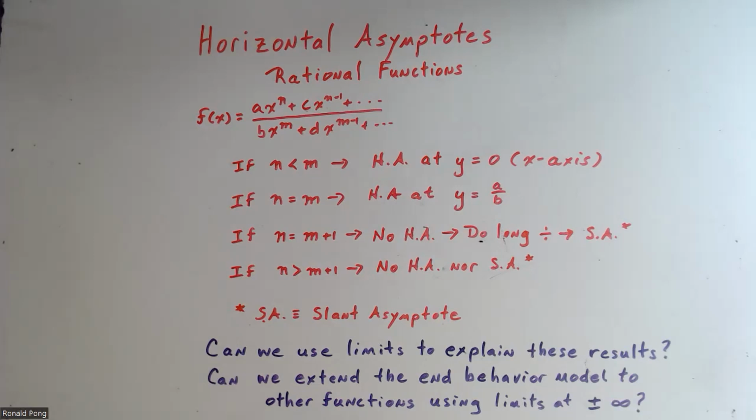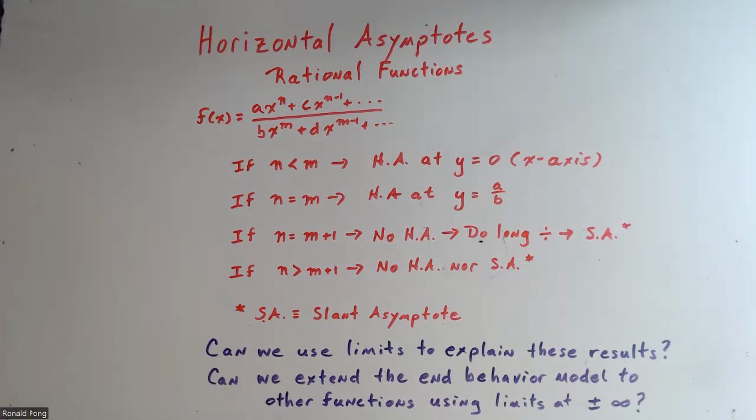If n is larger than m by 1, in other words, if n is cubic and m is quadratic, or n is to the 5th power and m to the 4th power, then there are no horizontal asymptotes, but we learned to do long division to find the SA, or slant asymptote, for this function. If n is larger than m by more than 1, then there are no horizontal asymptotes, nor are there slant asymptotes.